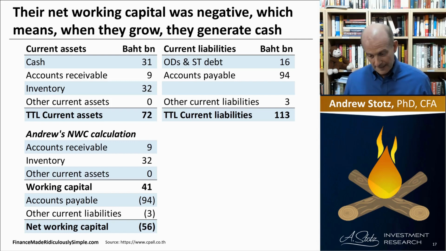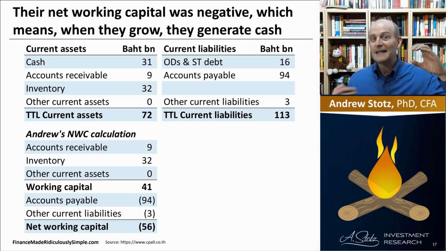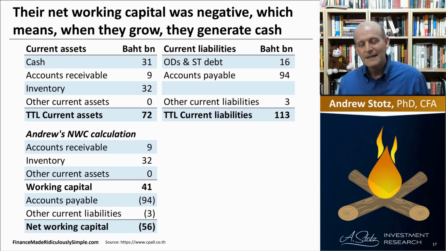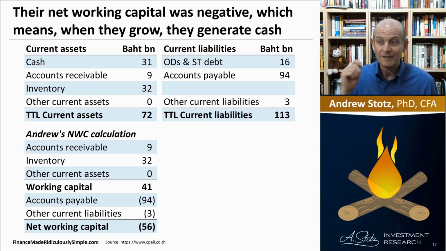What does it mean when a company has negative net working capital? It means that as they grow, they actually generate money. If a company has positive net working capital, it means that as they grow, they cannot finance the current assets of their business. They need to raise more capital to finance their growth. But if it's negative, the actual act of growing generates cash. Now, in this case, I knew that they demanded very long credit terms. It could be 60 days, it could be 90 days.